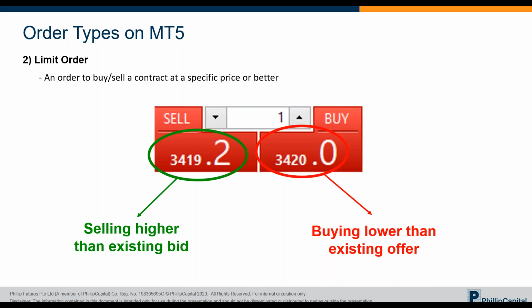So let's say the S&P is at 3420 right now to buy. You want to put a limit buy order at 3300, for example. You want to put a buy limit lower than 3400 and a sell limit that is higher than 3419. Okay.